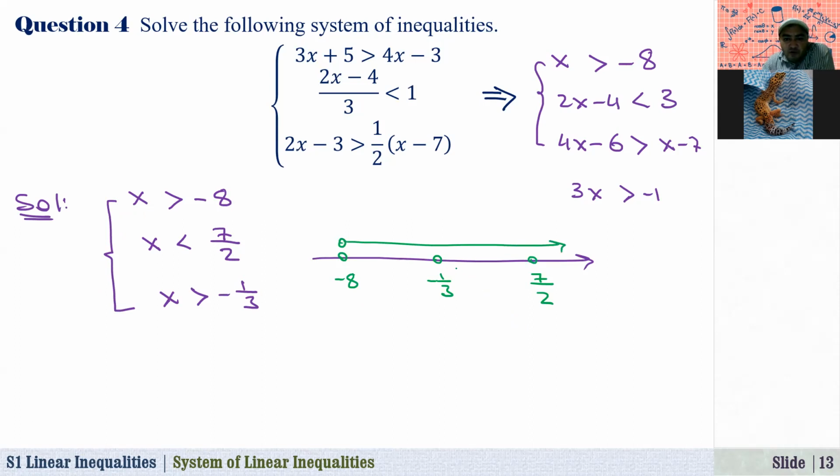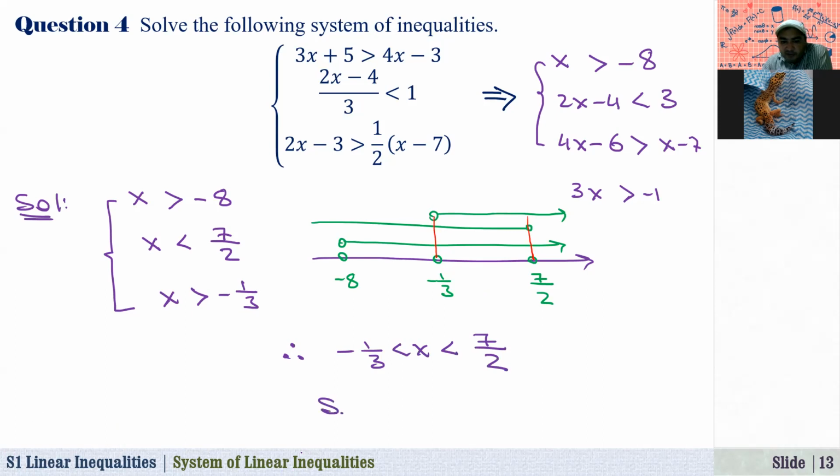The second one, less than 7 over 2. So it is this direction, right? And the last one is greater than minus 1 over 3. It is this direction. Okay, so what is the common part here? You see here the common part is this, right here. So the solution set of this inequality will be from minus 1 over 3 to 7 over 2, right? Again, solution set will be minus 1 over 3 to 7 over 2.